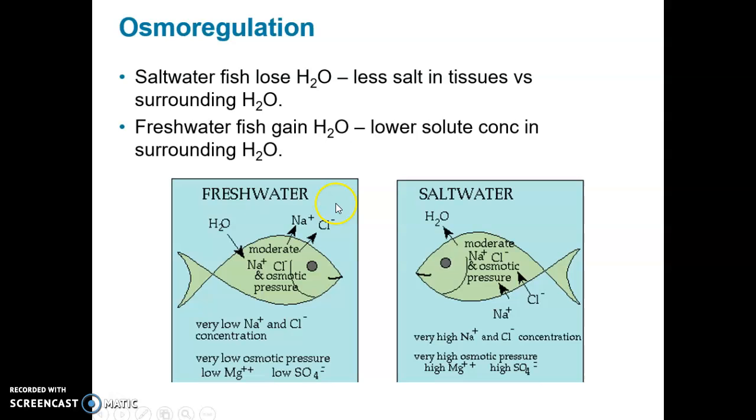On the flip side of that, if you're a freshwater fish, there's a lower solute concentration outside in the surrounding water versus the organism, and there's a higher solute concentration inside the fish, so that draws in water from the outside environment. So the challenge here is excess water buildup within the fish, and they respond by literally having a really dilute urine. They're constantly peeing to get rid of the excess water that's being sucked into the fish by osmosis. So both types of organisms have mechanisms to deal with water gain and loss, meaning they're able to do osmoregulation.